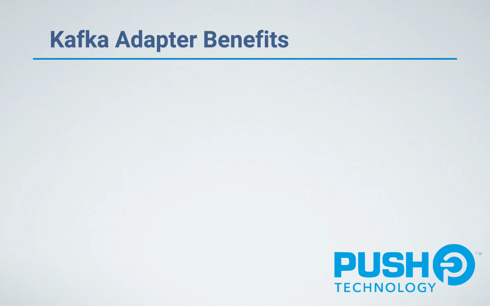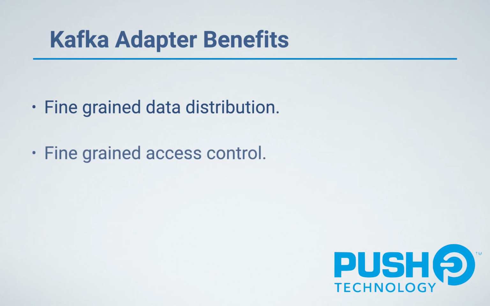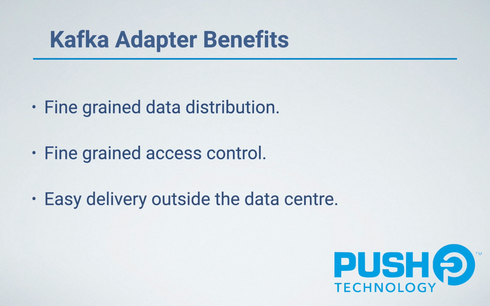Consuming data from Kafka can be like drinking from the fire hose. By integrating Diffusion with Kafka, we get both fine-grained data distribution and access control, and easy delivery to web applications and apps running outside the data center.